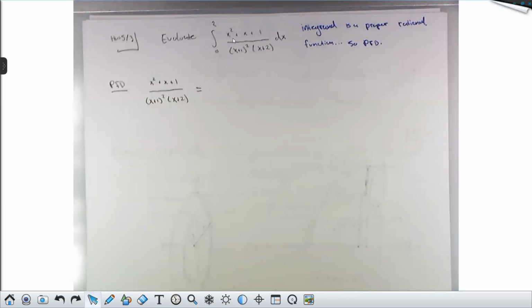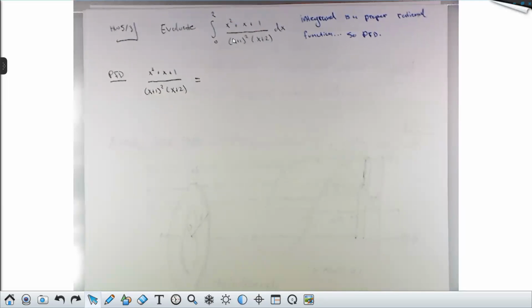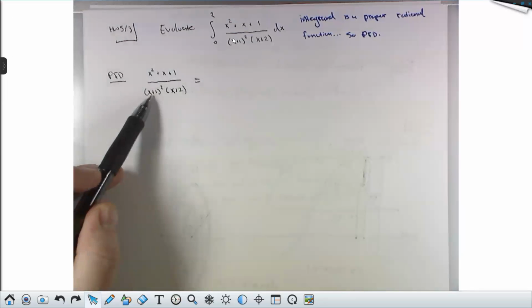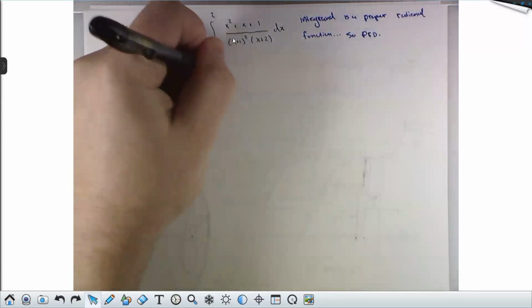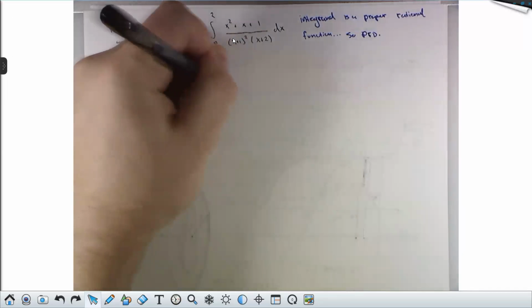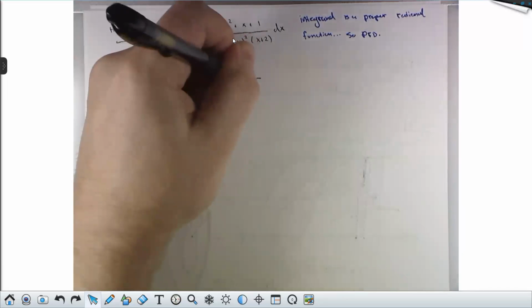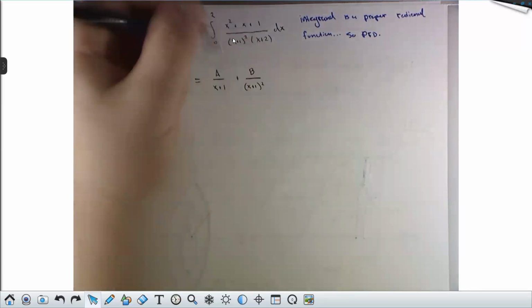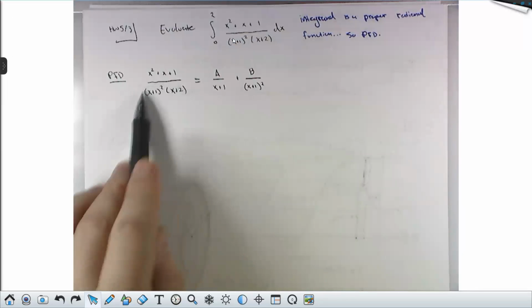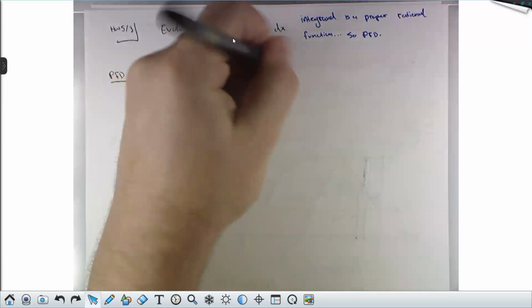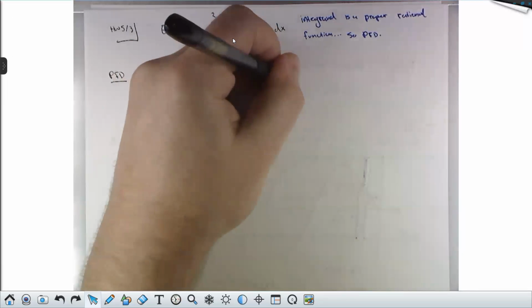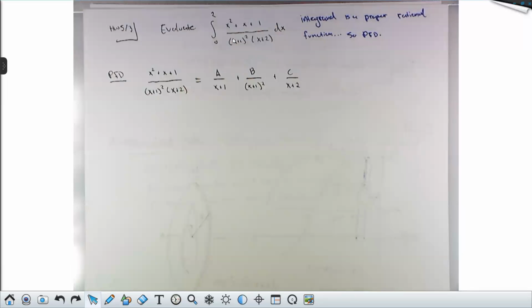How many terms are there going to be altogether in this PFD setup? Let me ask that qualitative question first. How many terms? 3. 3, good. 2 from the x plus 1, 1 from the x plus 2. So the x plus 1 squared, that's a repeated linear factor. So that's going to get A over x plus 1 plus B over x plus 1 squared. Both of those coming from this guy. And then I'd have plus C over x plus 2. That is the correct PFD setup here.